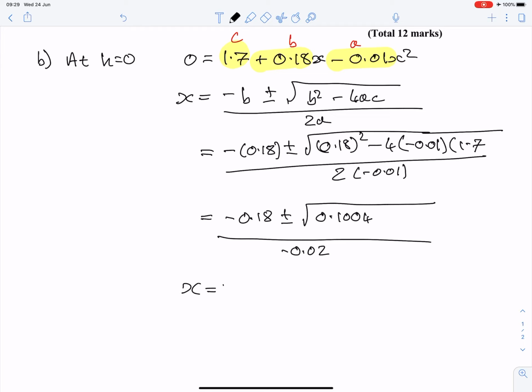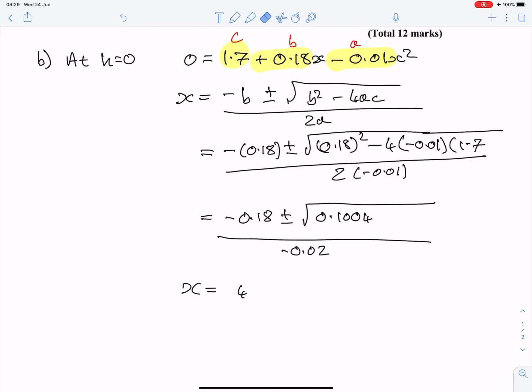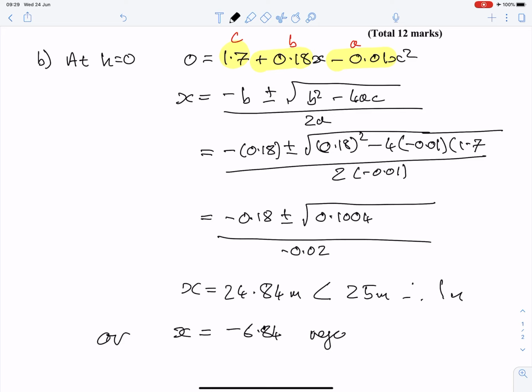x equals 24.84 meters, which is less than 25 meters, therefore in. Or x equals negative 6.84, reject due to context.